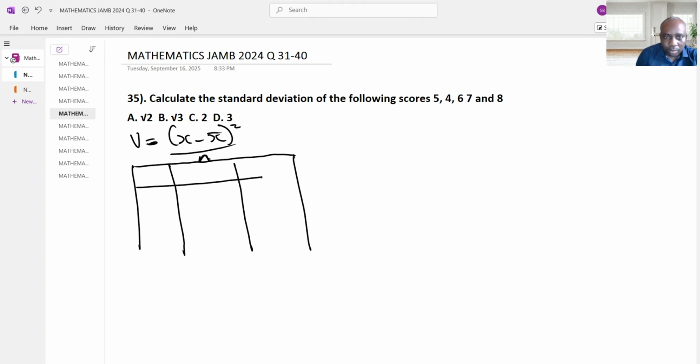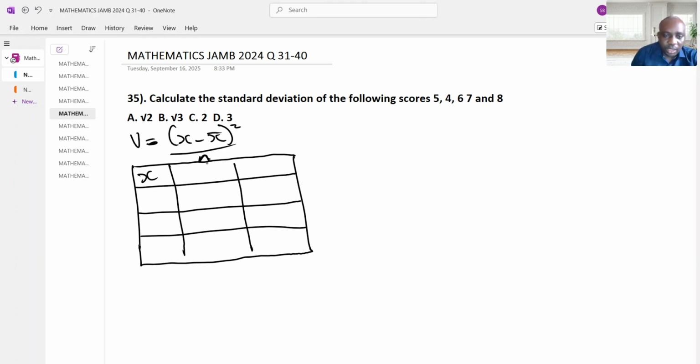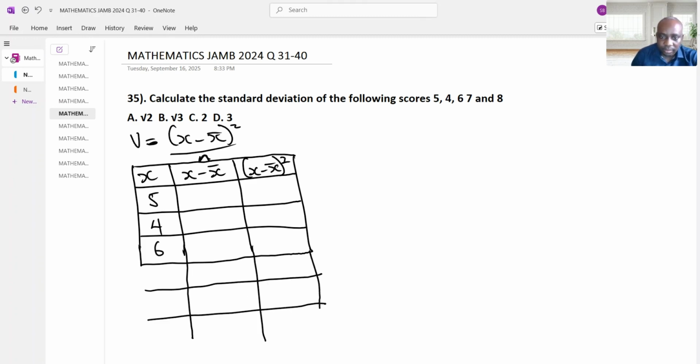So, let me draw this so that we will not make any mistake. Here will be x, and here will be what? Here will be x minus the mean, and here will be what? x minus the mean raised to power 2. We have what there? We have 5, we have 4, and we have 6, we have 7, and we have 8.